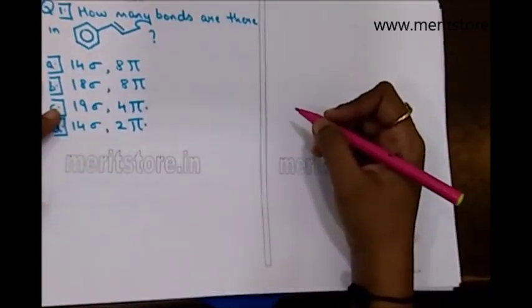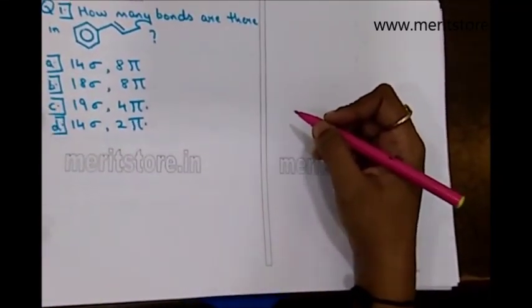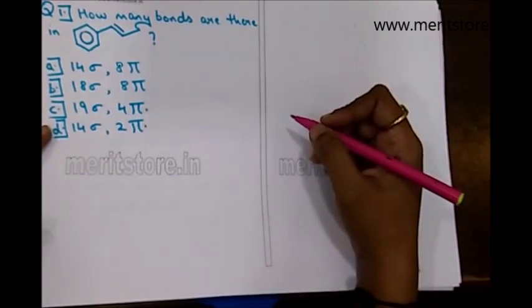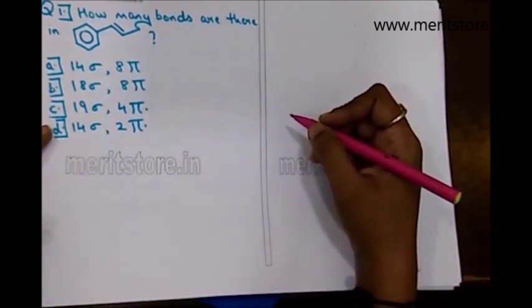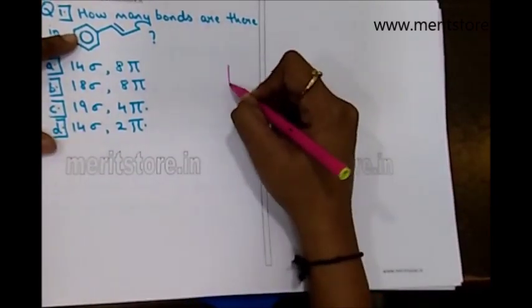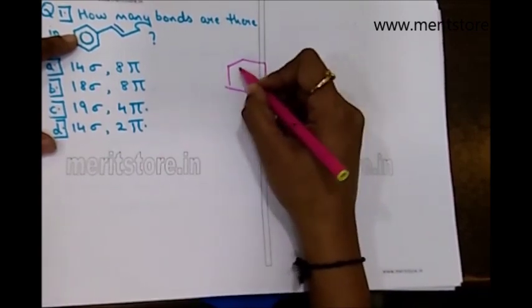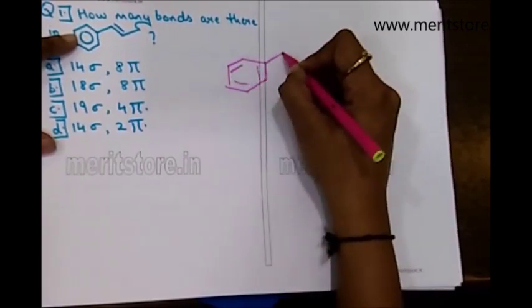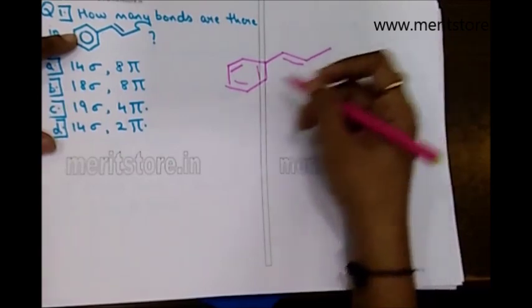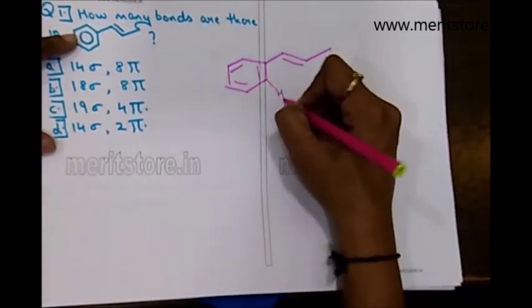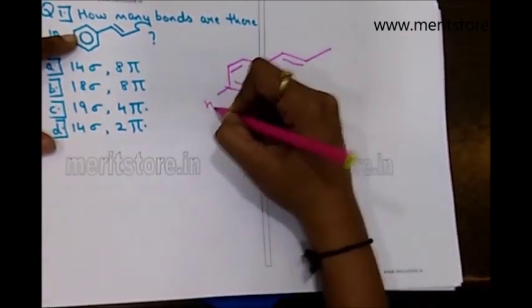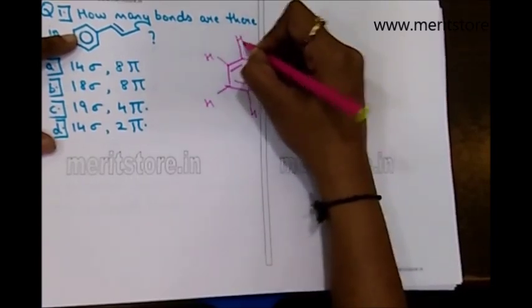Now let us solve some MCQs which are based on nature of chemical bond. Question number 1 is how many bonds are there in the molecule given. If you look at this particular molecule, it is a benzene ring with the side chain. Now whenever you have this benzene ring, we should not forget that each carbon is bonded to certain hydrogen.